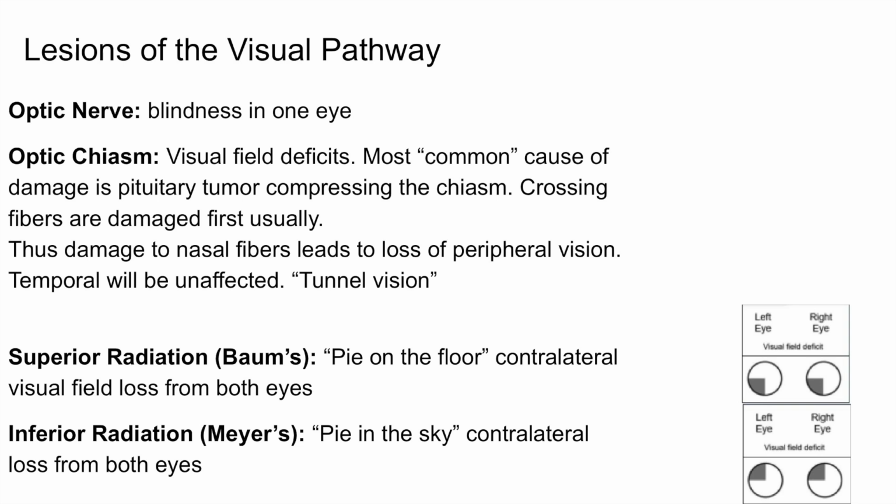A lesion in the inferior optic radiations, which goes to the temporal lobe, also known as Meyer's loop, knocks out the superior visual field on the opposite side. And that's going to be your pie in the sky. So left temporal damage, right upper quadrant gone. Okay? So the pattern to anchor this: pre-chiasm, one eye; chiasm, your peripheral vision is going to be gone; and post-chiasm, it's going to be same side visual field deficit in both eyes, okay?